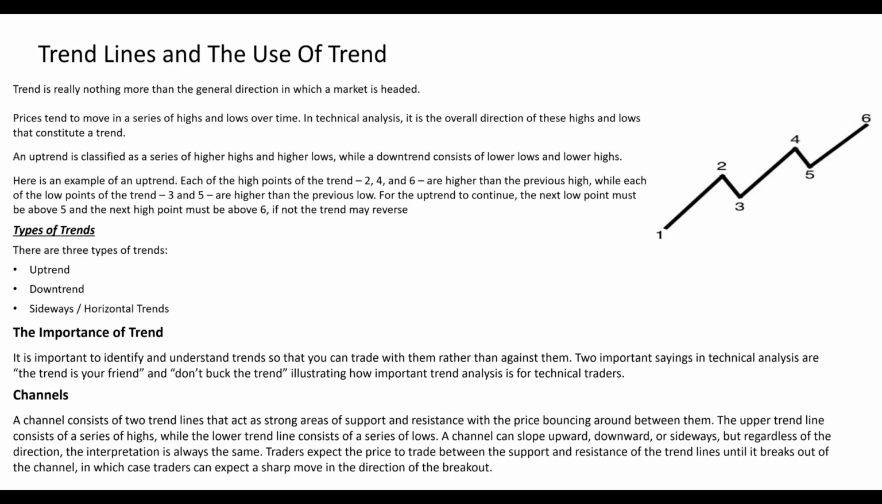Channels. A channel consists of two trend lines that act as strong areas of support and resistance, with a price bouncing around between them. The upper trend line consists of a series of highs, while the lower trend line consists of a series of lows. A channel can slope upwards, downward, or sideways, but regardless of the direction, the interpretation is always the same. Traders expect the price to trade between the support and resistance of the trend lines until it breaks out of the channel, in which case traders can expect a sharp move in the direction of the breakout.